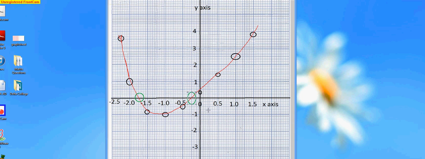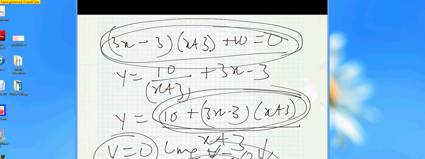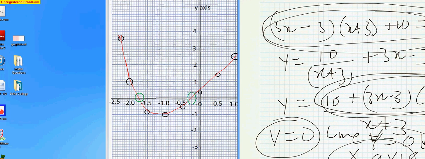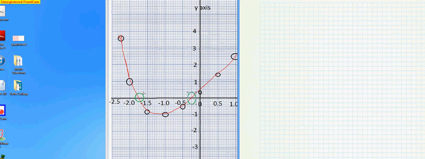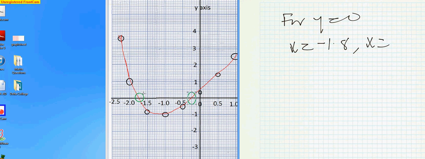If you look carefully at your graph, you're going to get x is equal to maybe negative 1.8, something like that. And this is about negative 0.25 or something. So let me see if I can find the values here. On this side, for y is equal to 0, x is equal to negative 1.8, and x is equal to negative 0.25. So this will be the solution set for that problem.